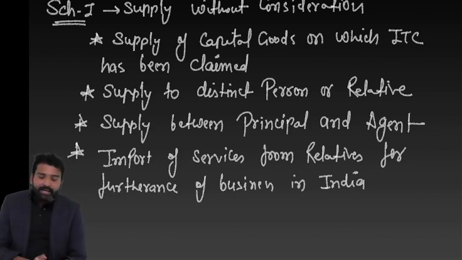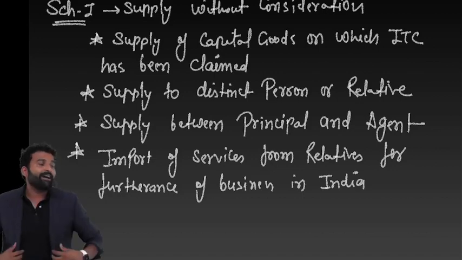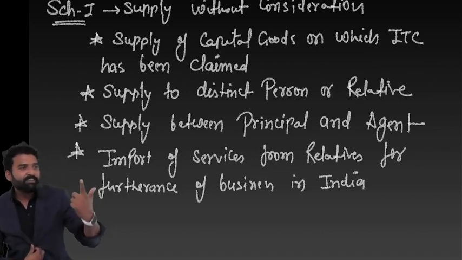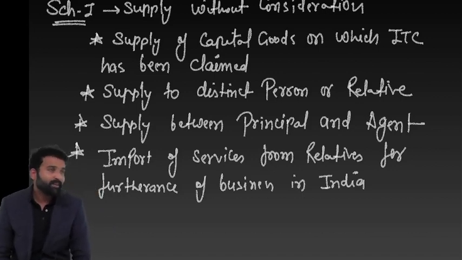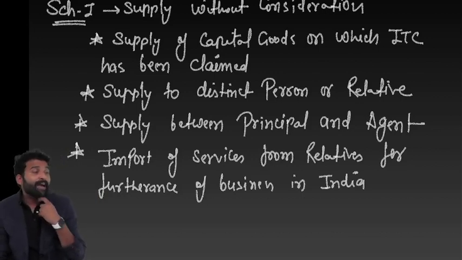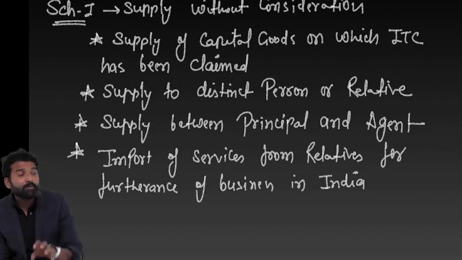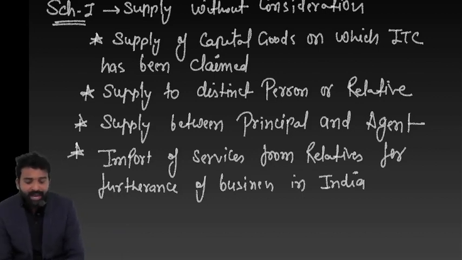Okay. Now the point is, we have section 7, 7.1a, 7.1b. Now there is schedule 1. Schedule 1 talks about supply without consideration. It means even if I am supplying something and I am not charging any amount, I will be liable for paying GST. And there are 4 transactions covered here.